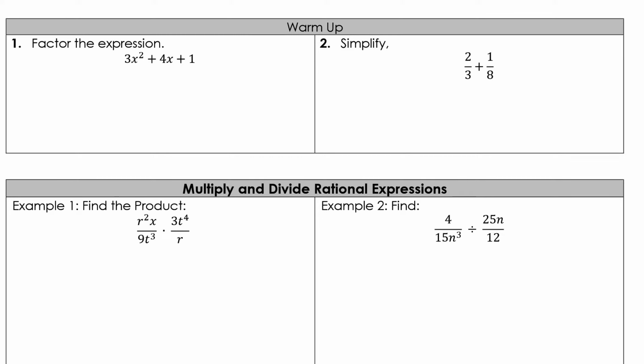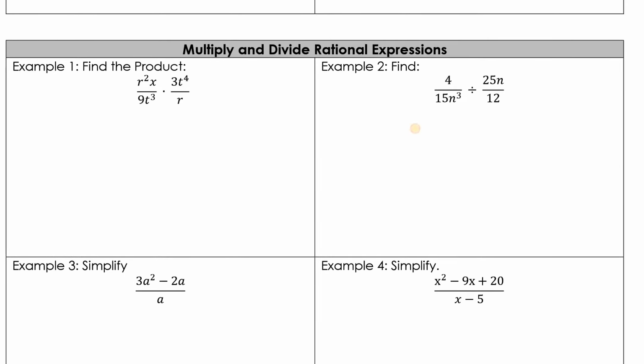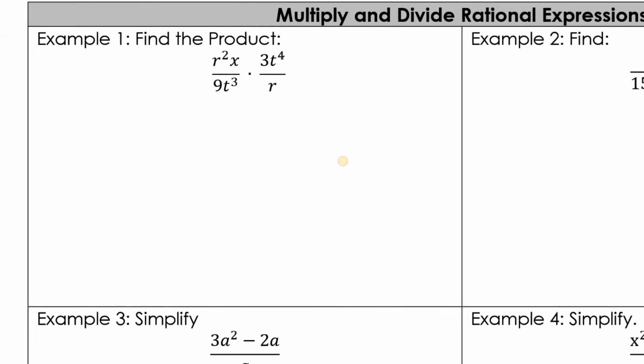Okay, we're talking about multiplying and dividing rational expressions. On your warm-up, you see you have a trinomial, 1, 2, 3 terms. You remember you can do your x factor to try and get your answer to that. And then for adding fractions, you remember you need to get a common denominator. All right, moving on into the new material.